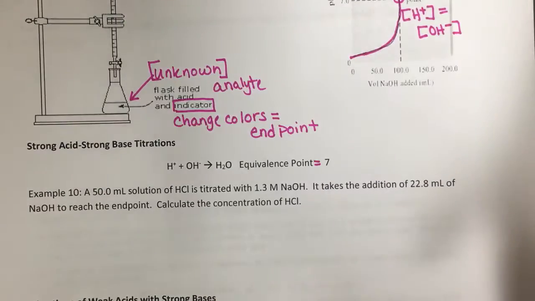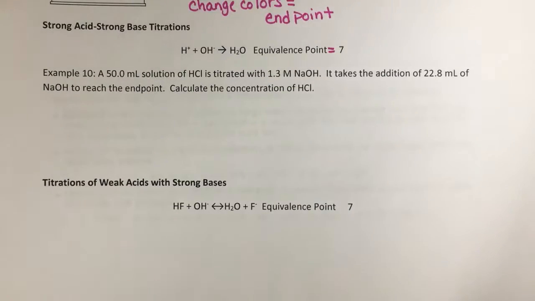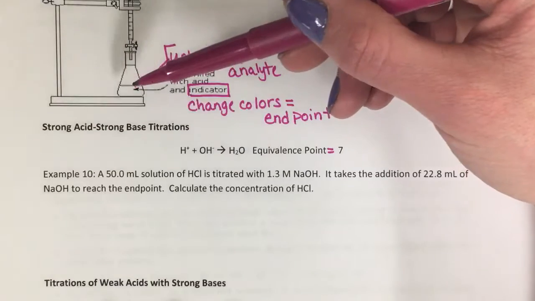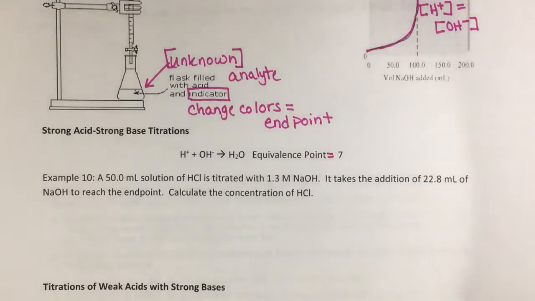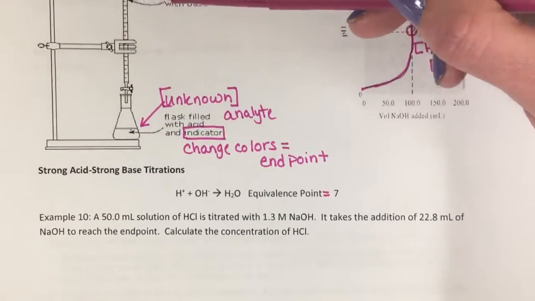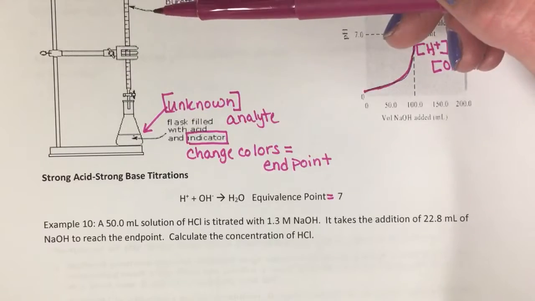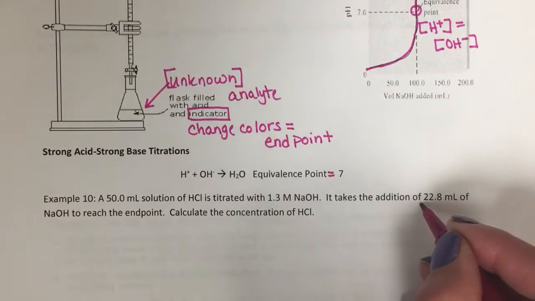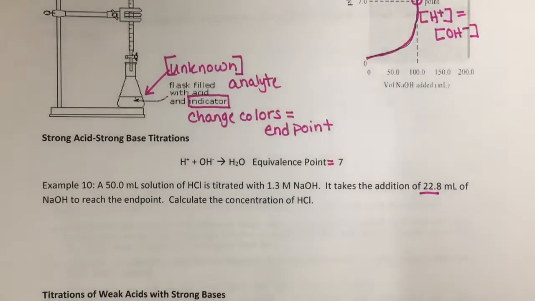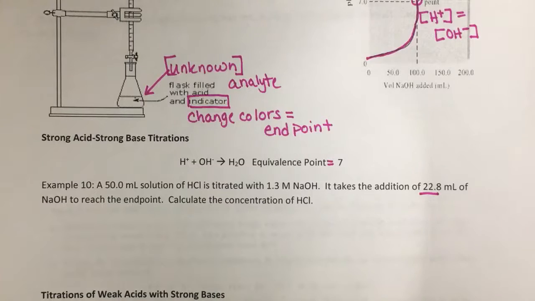Okay? Now, just a quick reminder, here's how we solve titration problems. So I've got 50 milliliters of HCl down in this flask. I don't know the concentration, but I do have 1.3 molar NaOH up in this burette. So I'm going to start adding NaOH through the burette. At 22.8 milliliters added, my reaction is going to change colors. I reached my endpoint. So I want to find out the concentration of HCl. So here's what I do.